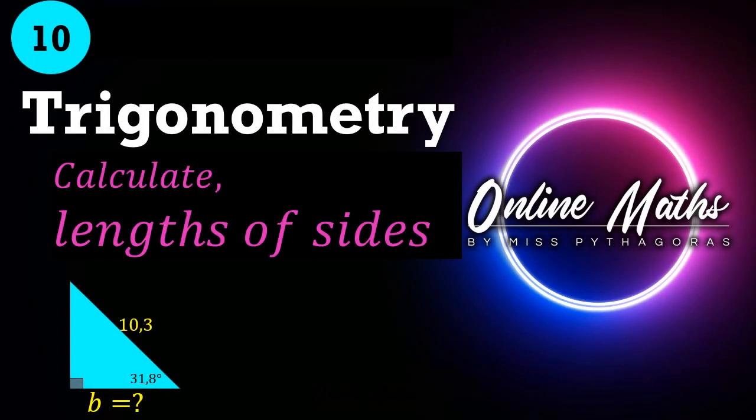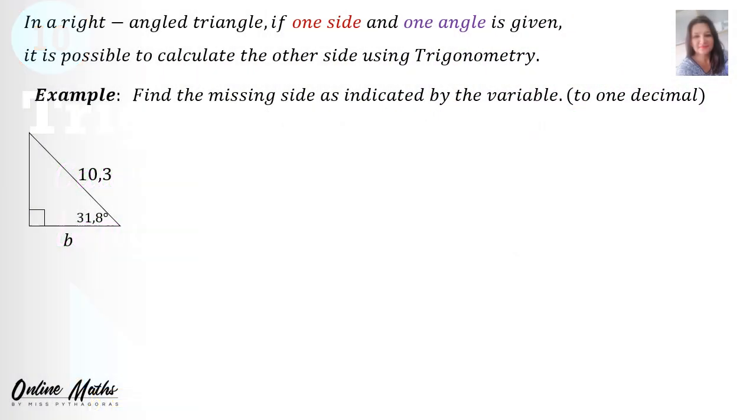Hello everybody! In this lesson I will teach you how to find the length of a side of a triangle using trigonometry and your calculator. In a right angle triangle, if one side and one angle is given, it is possible to calculate the other side using trigonometry. Now here's the example.